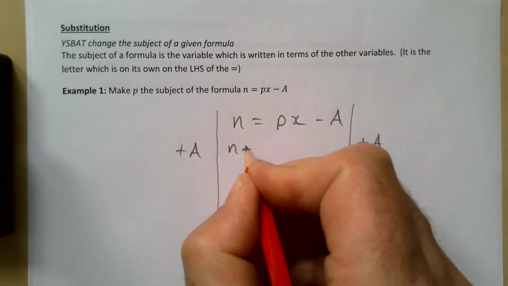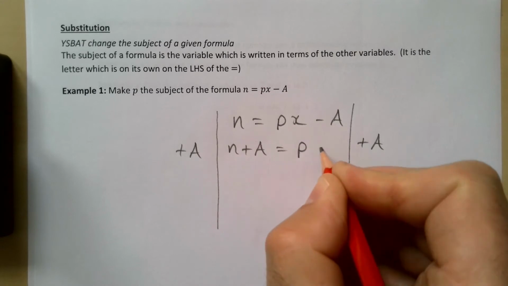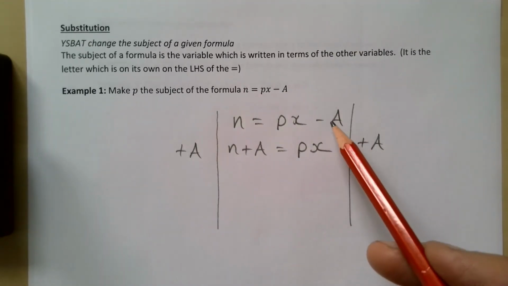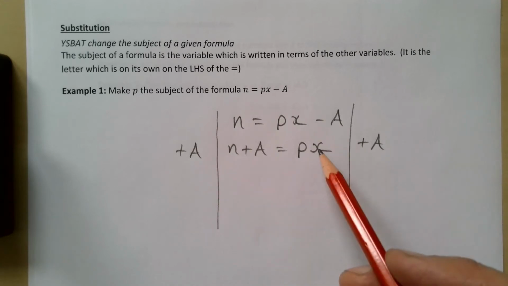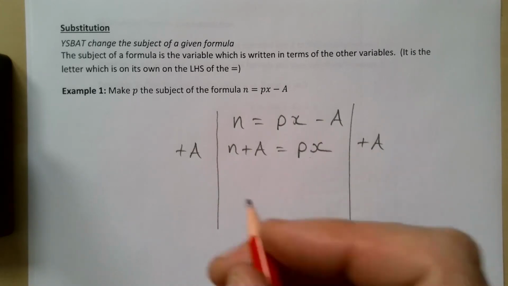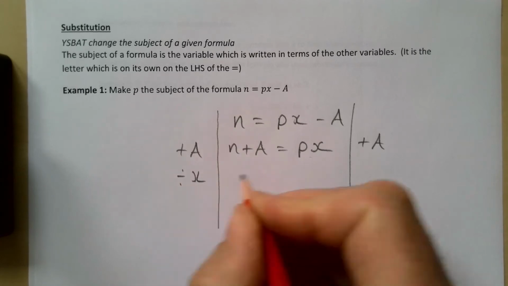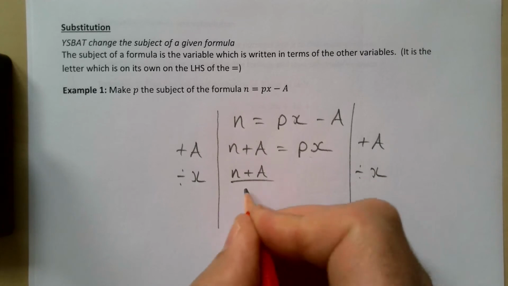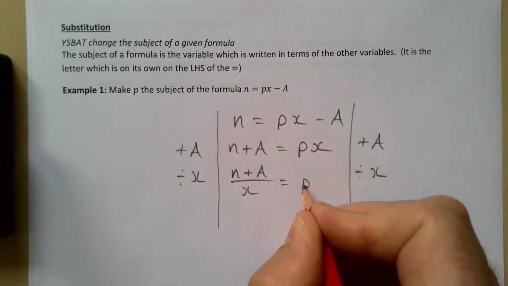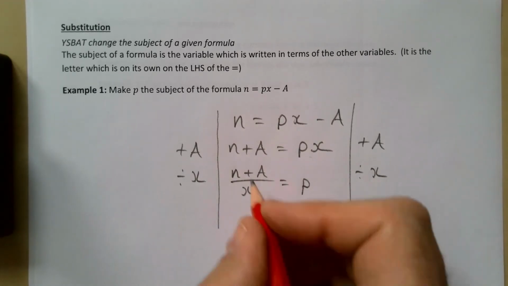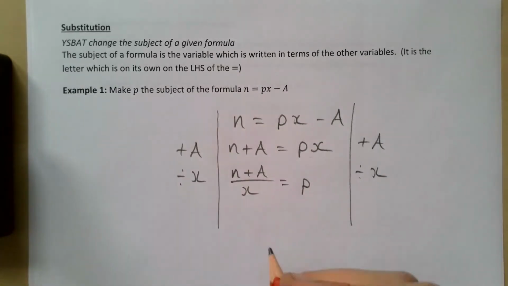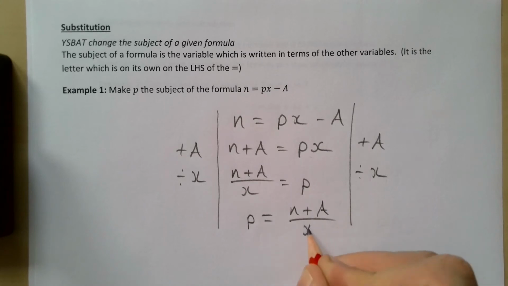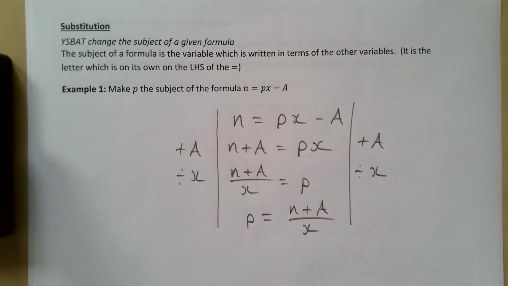That gives me n plus a equals px. Good clue is you normally do the opposite of what's currently happening. So this is taken away, so we add it on. The x is currently multiplied to the p, so how do we get rid of that? We're going to divide by the x. n plus a divided by x equals p, and that's it done. Whenever it says make p the subject of the formula, I like to see the p at the start. p equals n plus a over x.